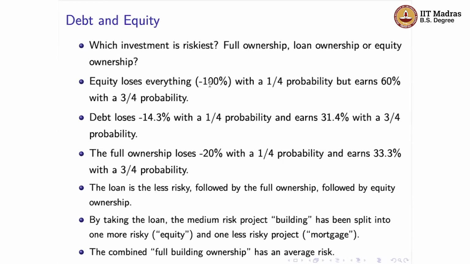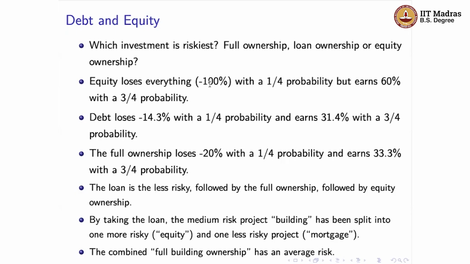Debt, on the other hand, loses minus 14.3% with 1/4 probability. So this is the bad state, right? Where it gets 60,000, whereas it had put in 70,000. So that's where you get the minus 14.3%. However, in the good state, it is going to earn 31.4%, right? So this is corresponding to, again, putting in 70,000 to get 92,000, right? And this happens with 3/4 probability.